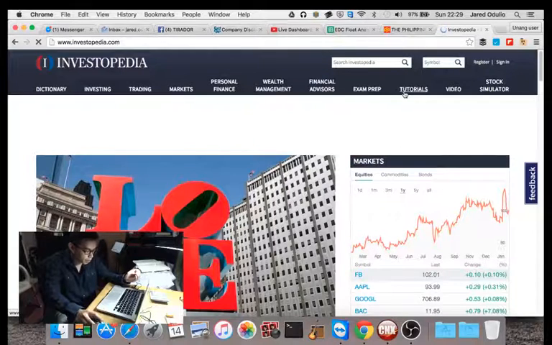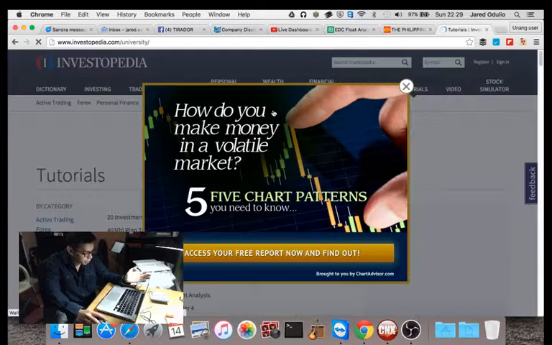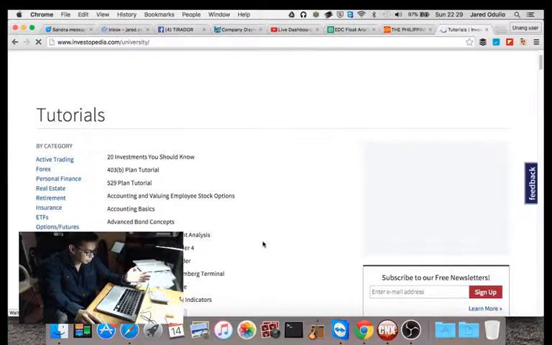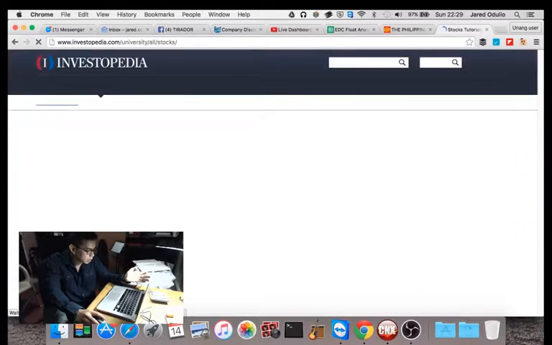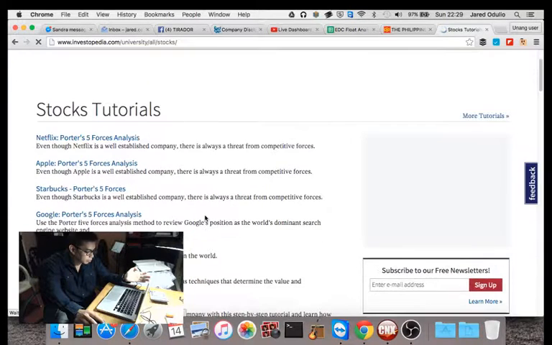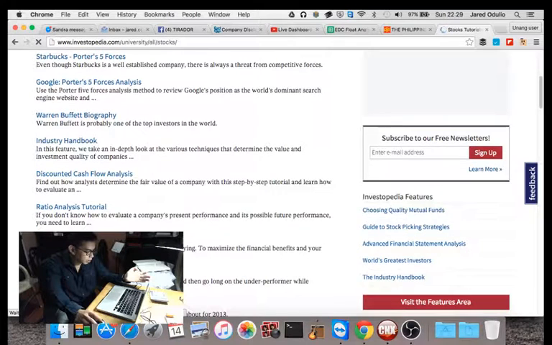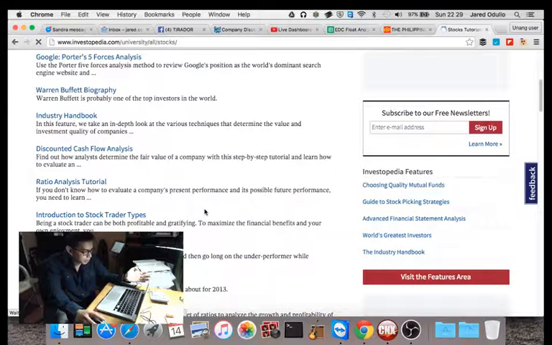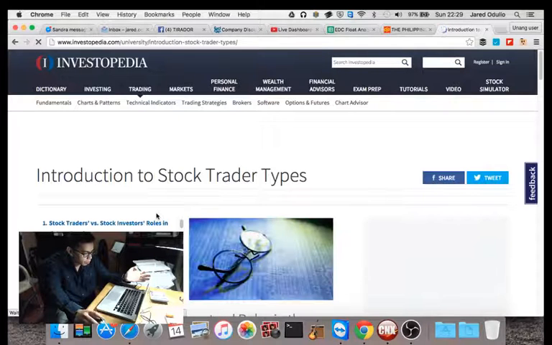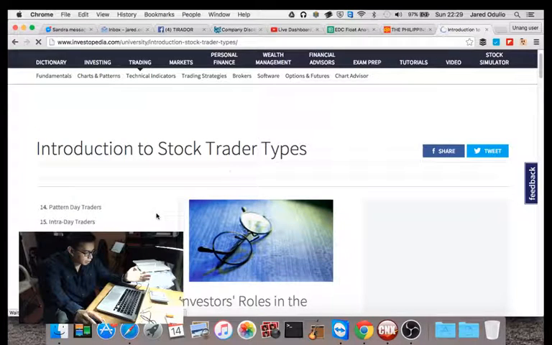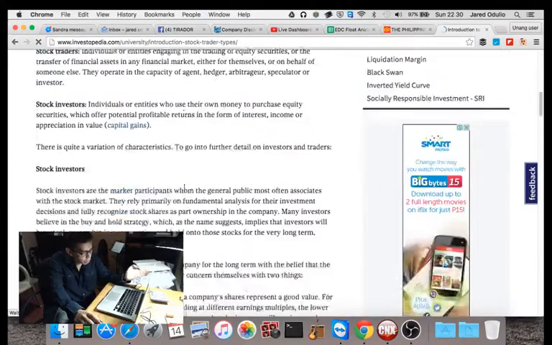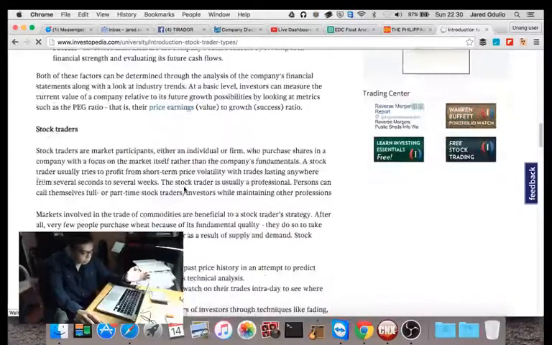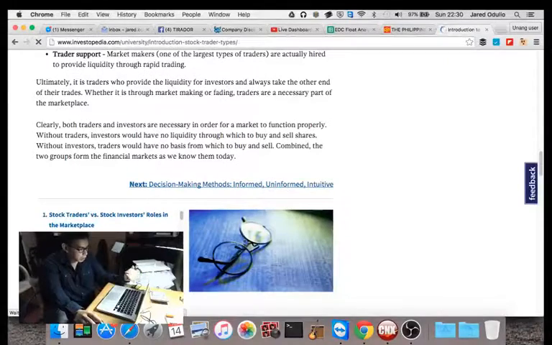So for example, you go to tutorials. Actually, a lot. There is dictionary. And same thing, there's bonds, ETFs, if you want to learn something, a guide to stocks. Stock tutorial, the ratio analysis, for example, introduction to stock trader types. Ang dami yan. Basa ka lang dyan. There are stock investors, stock traders, value investor, etc. Pinadiscuss yan dito sa Investopedia.